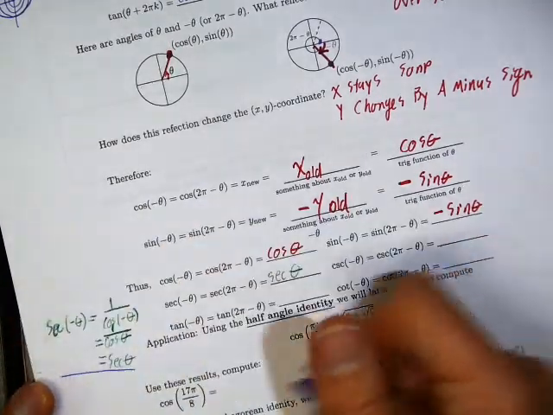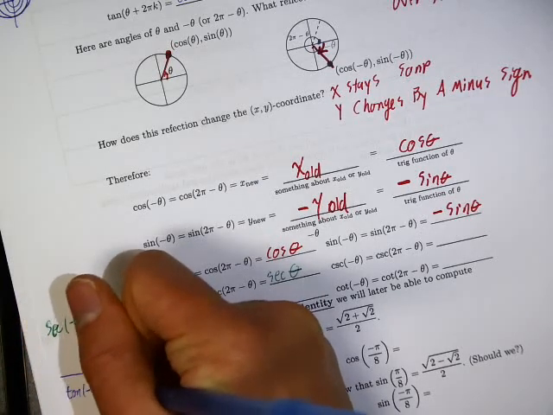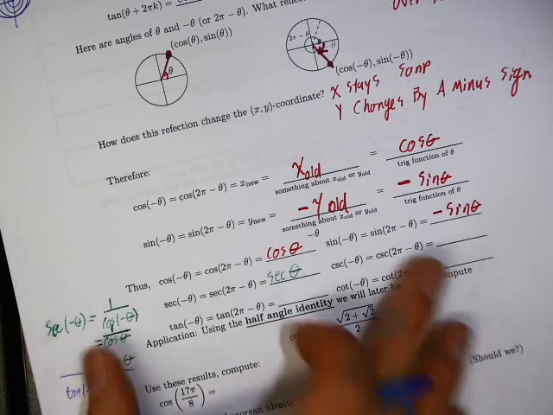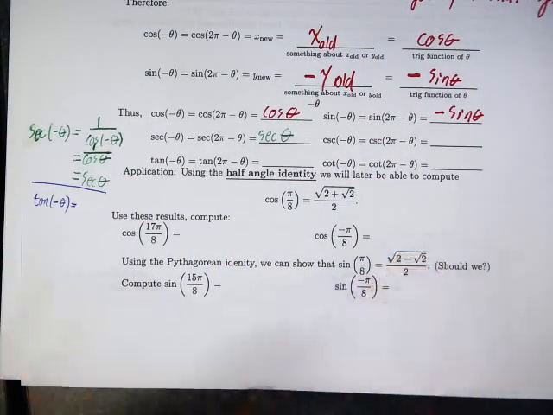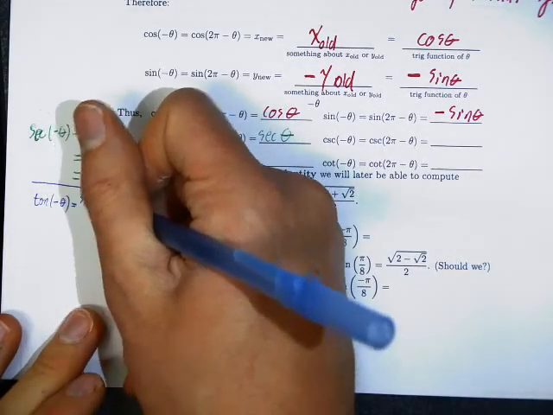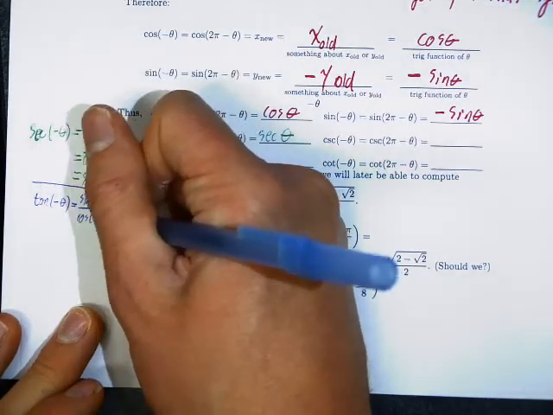So let's try to do it. If I want to compute tangent of negative theta, well, I know what sine and cosine do. So let's rewrite tangent in terms of sine and cosine. What is tangent in terms of sine and cosine? Sine over cosine. So tangent of blah is the same thing as sine of blah over cosine of blah. In this case, blah is negative theta. So tangent of negative theta is sine of negative theta divided by cosine of negative theta.